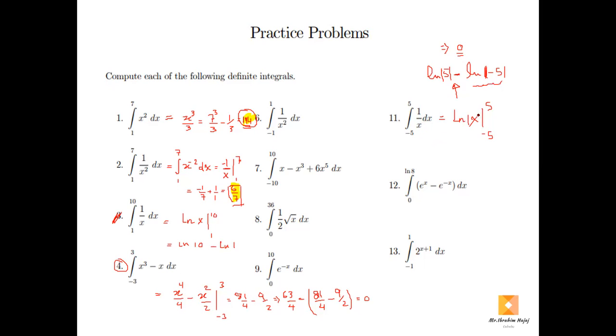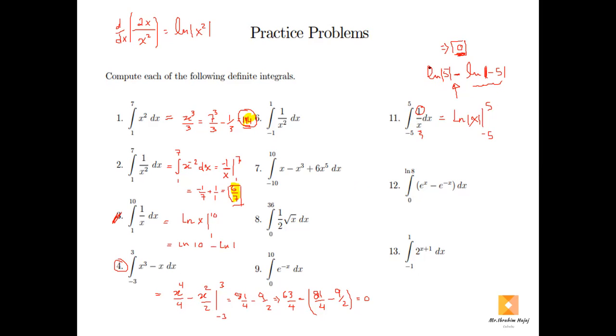It should be like this. If you remember, when we have 2x over x squared, 2x is the derivative of x squared, so we can write it as ln of the absolute value of x squared. It's the same here: 1 is the derivative of x, so we write ln of the absolute value of the denominator, the absolute value of x. So ln absolute value of 5 minus ln absolute value of -5 is ln 5 minus ln 5, which is 0.